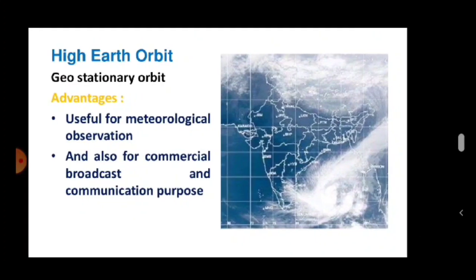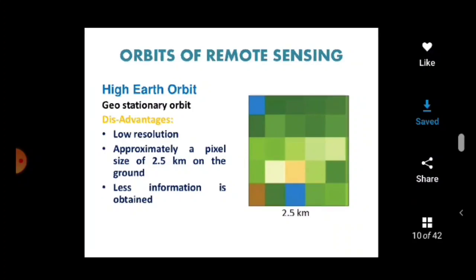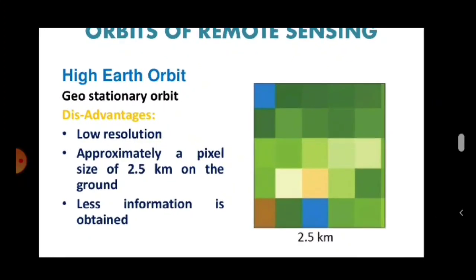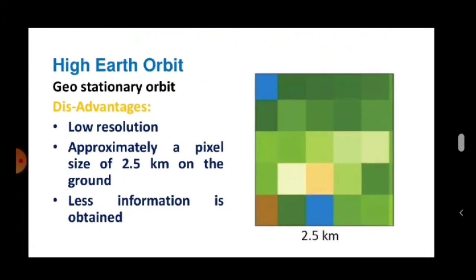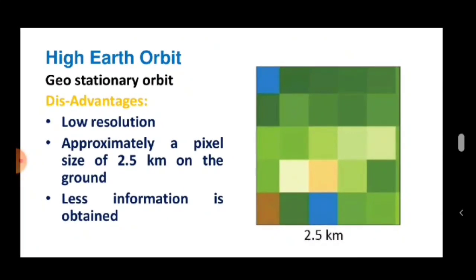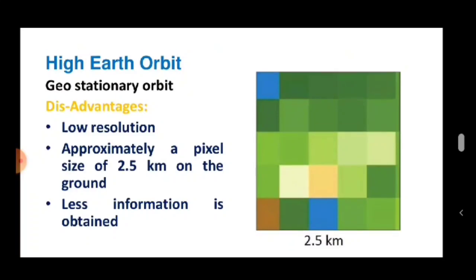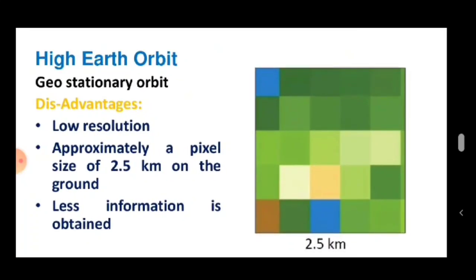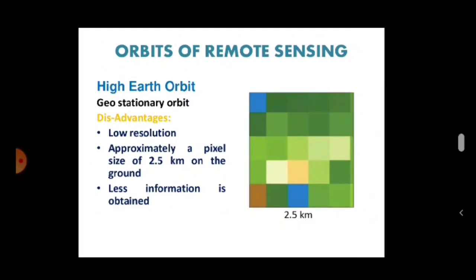Then comes the disadvantages of this geostationary orbit. It has low resolution. Actually, as you see, one pixel refers to 2.5 kilometers on the ground, so it is slightly low resolution. Less information is obtained due to low resolution.